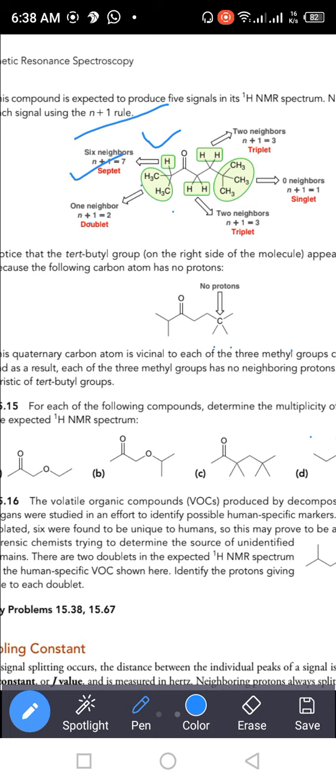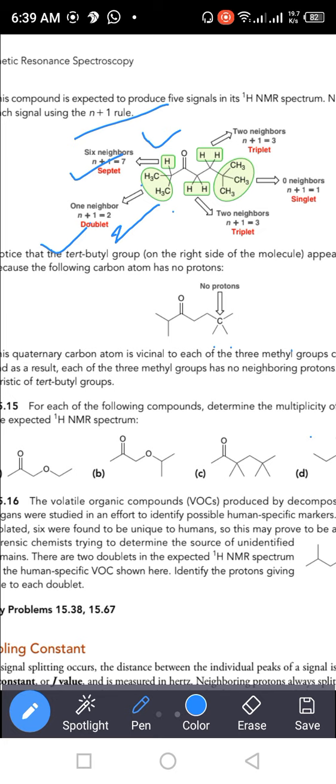And what about the 6 proton splitting? The 6 proton splitting will be a doublet. Why doublet? Because these 6 protons have 1 proton as neighbor. So the splitting pattern of these 6 protons will be with respect to the neighbor proton. The neighbor is 1. So the n plus 1 rule says when we write 1 plus 1, the answer will be 2. So these 6 protons have a doublet splitting.